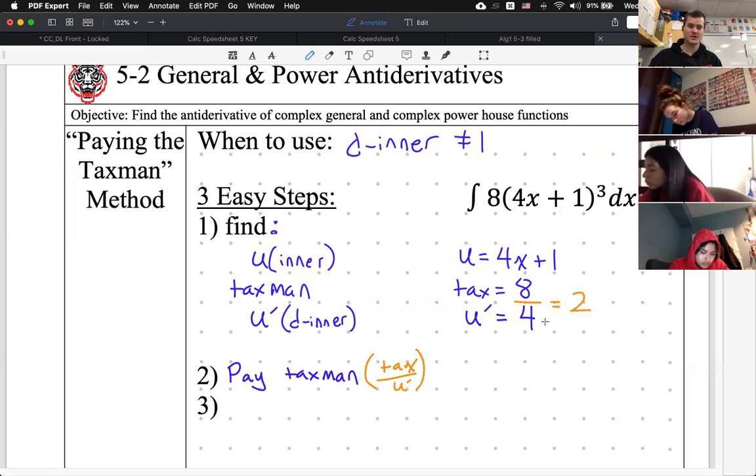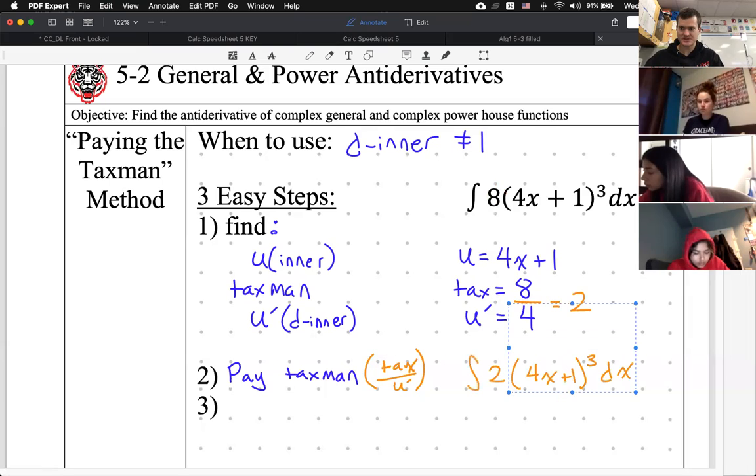And what does that look like? What is paying the taxman? Well, you change the 8 into a 2. So you're going to rewrite the integral. The integral is now going to be, instead of 8, 2 times the same thing, 4x plus 1, all of that to the power of 3 dx. The only thing we changed was the fact that this is a 2 now. Maybe I'll make the rest of this still the original blue color, and the 2 is going to be orange, so it pops out a little bit better.